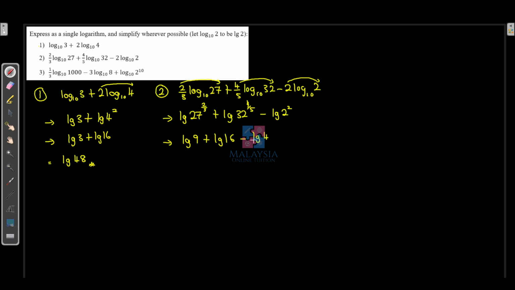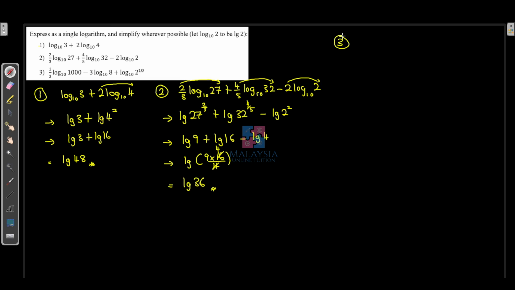As you already know, when we add, the inside is going to be multiplied. And when you minus, meaning the inside is going to be divided. So we can write log and then 9 times 16 divided by 4. So 16 divided by 4, you will get 4 here. So log of 9 times 4. So that is going to be log 36. You can give your answer like this. Or if you want to simplify a little bit more, no problem, you can write 2 log 6. But like I said, express as a single logarithm, so it's better if you leave the answer as log 36. So that's all for question number 2, part 2.